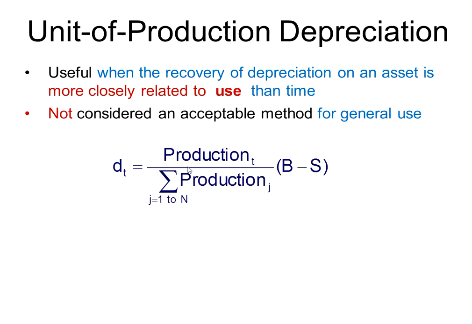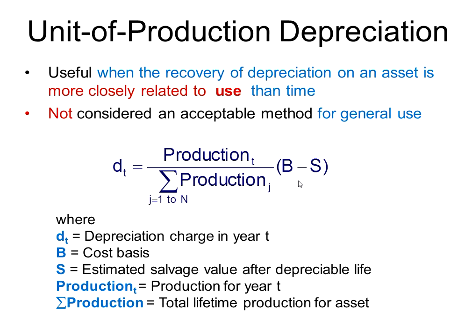So the depreciation amount is simply the production in year T divided by the production for all the years from 1 to n, and then multiplied by the difference between the basis and the salvage value. This summation is just a summation of the production amounts from year 1 all the way through year n, which is also known as the total lifetime production for an asset.